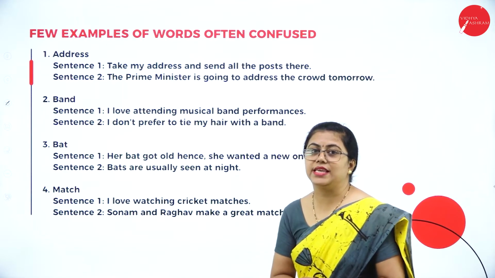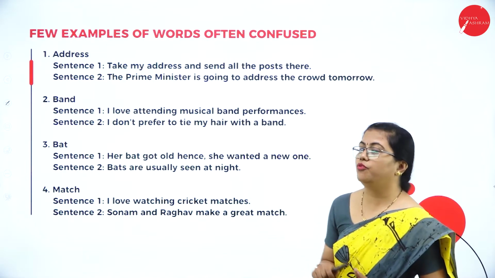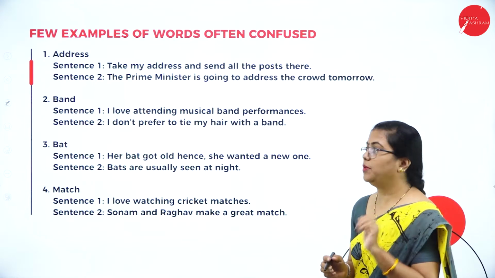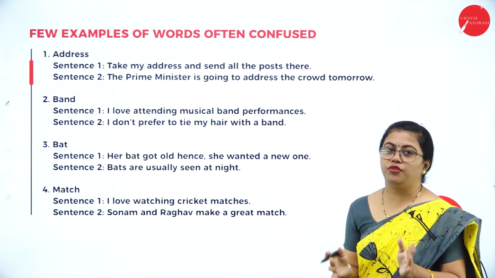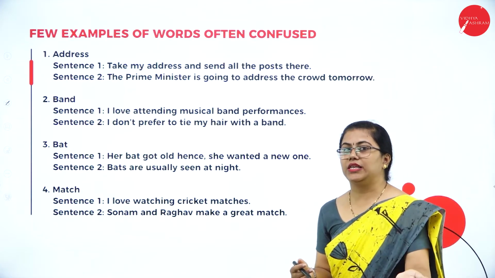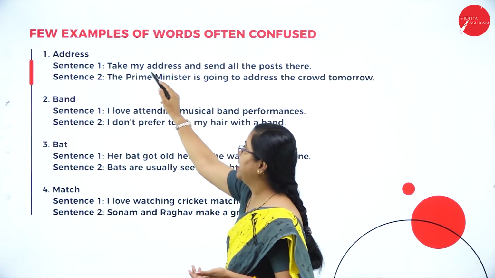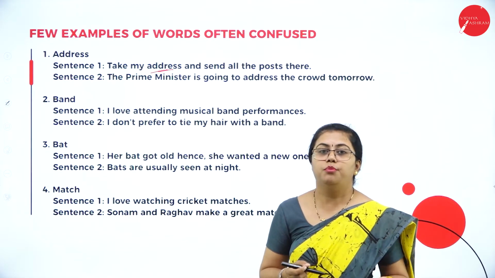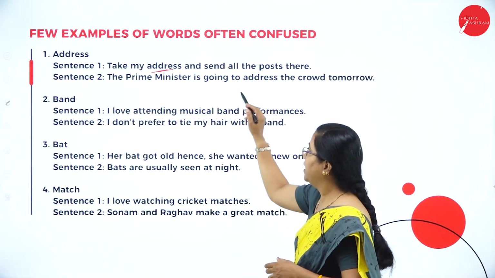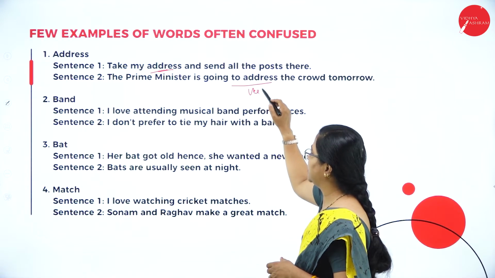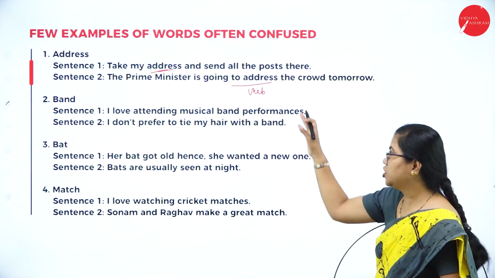So you can see this in sentences now. I have given you a few more examples wherein these homophones and homonyms are used. To begin with, the first one is address. Okay, so address, you have two different meanings. One is used as a verb and the other is used as a noun. So take my address. Address is something which you use to post something, to deliver something. Fine. And here it is going to address. Here it is used as a verb, to talk to people. Fine. So that is called address.